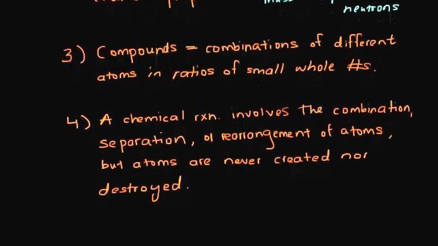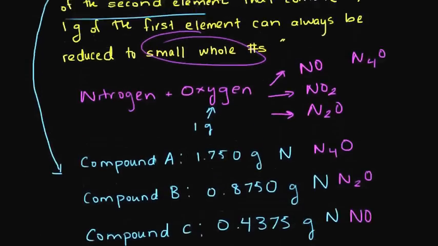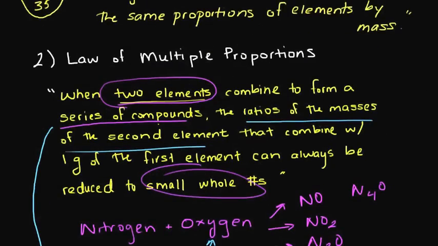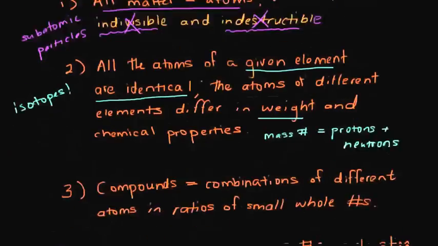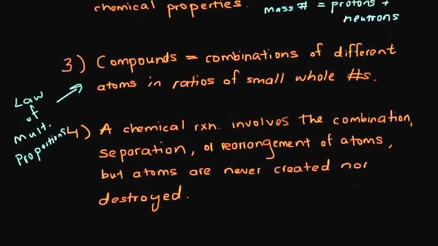What about this? Number 3. Compounds are just combinations of different atoms in ratios of small whole numbers. Well, that bit about small whole numbers should ring a bell. It should sound like the law of multiple proportions. So all law number 3 is saying is that compounds are constituted of ratios of atoms. Those packets we talked about earlier are just atoms. So this is just restating the law of multiple proportions.